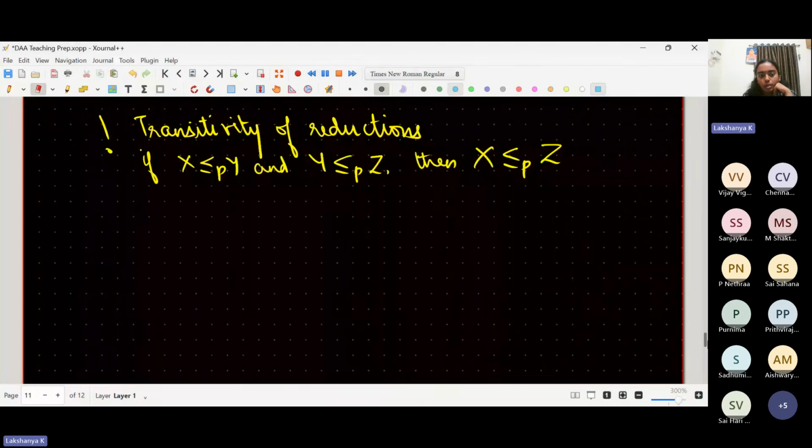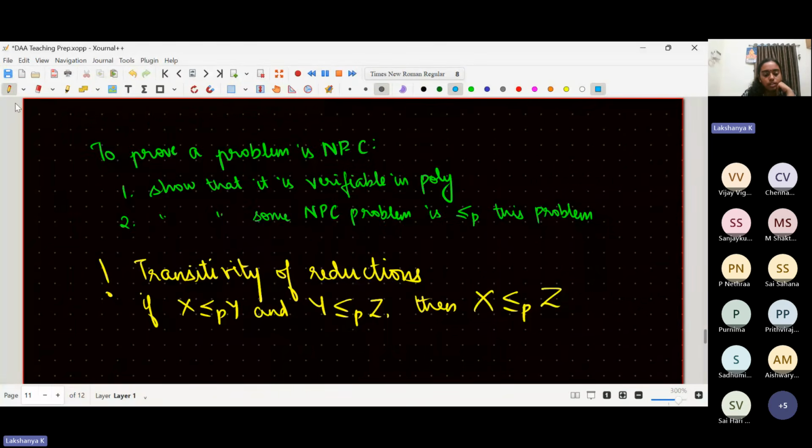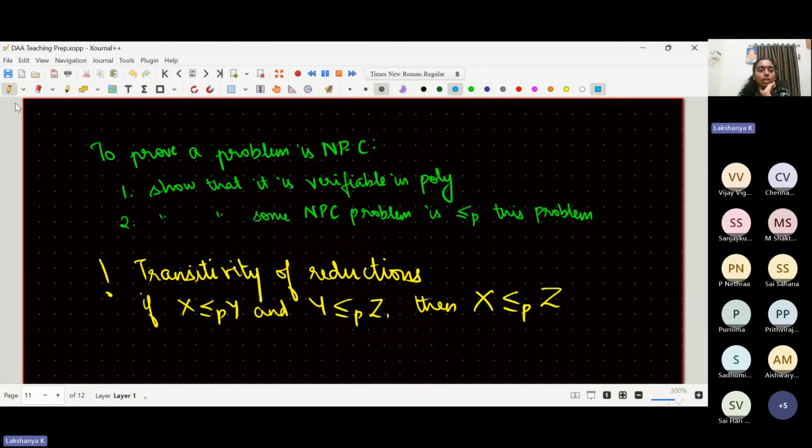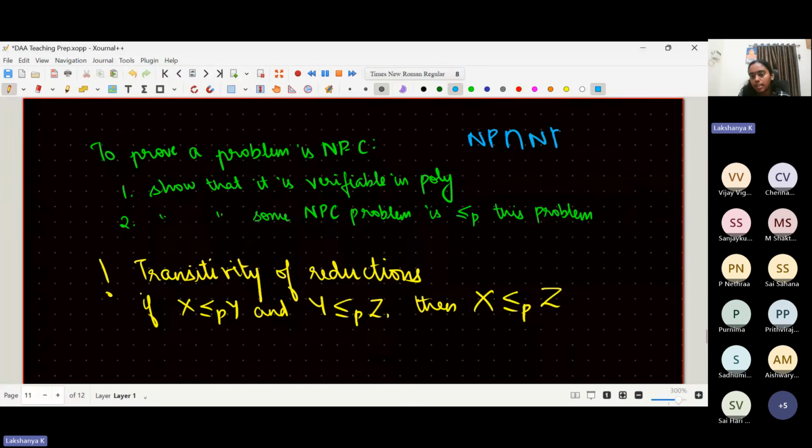Okay, one last topic. For this one, I'll probably give you a simple homework. It's very straightforward. So, how to prove that a problem is NP complete? Who remembers the definition of NP complete, which we looked at some time ago? It is the intersection of NP and NP hard. Very good. NP intersection NP hard, right? So, if you want to prove that it is NP complete, we have to prove these two things.